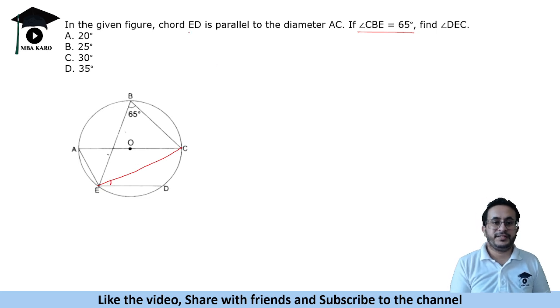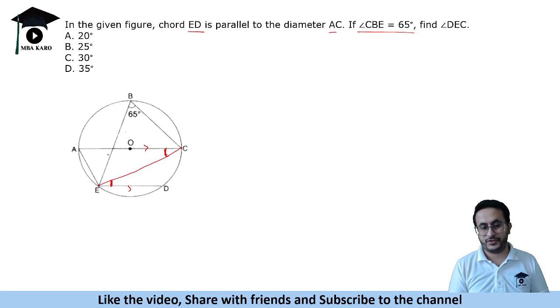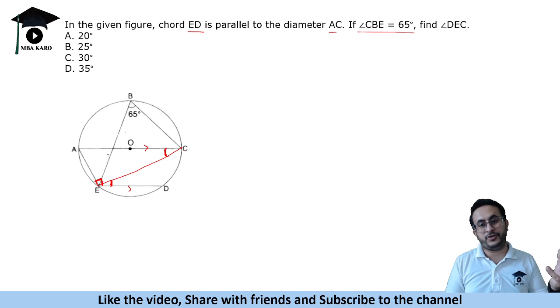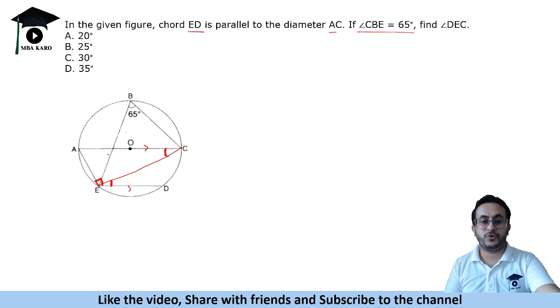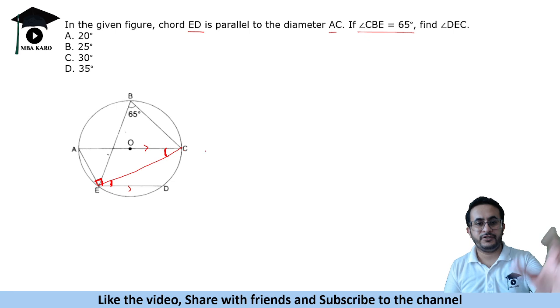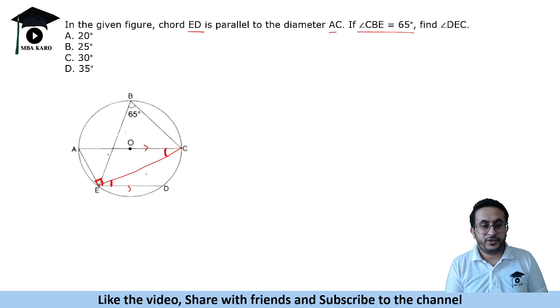Okay, it is given that ED is parallel to AC. So if ED is parallel to AC, if we have to find this angle, we have to find this angle. Okay, now AC is the diameter, so this angle is going to be 90 degrees. Okay, so these are applications involving multiple theorems on circles. So go through the theorems on circles and you will find these questions quite doable. So this angle is 90 degrees.